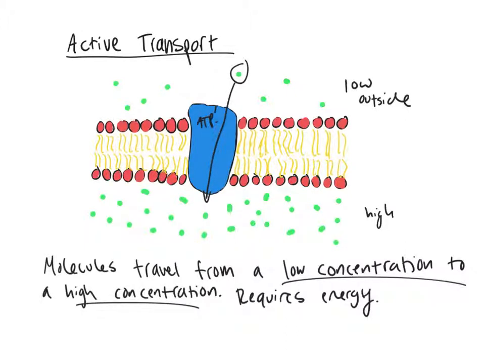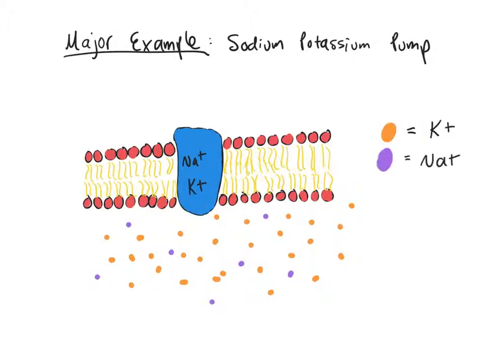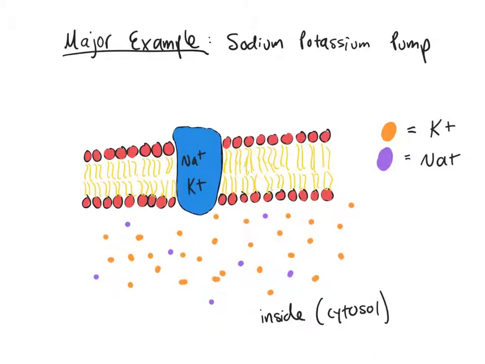Let's look at one of the major examples of active transport. One of the major examples, and really the only example I talk about much, is called the sodium-potassium pump. The inside of our cell actually has a really high concentration of potassium, which I've made orange in this case, and it has a low concentration of sodium, which I've made purple. And this is the inside of our cell. The outside of the cell is exactly the opposite. It has a high concentration of sodium and a low concentration of potassium.